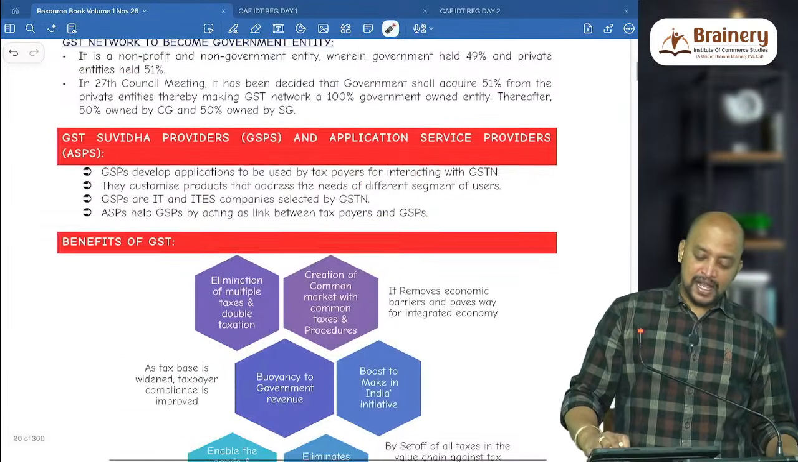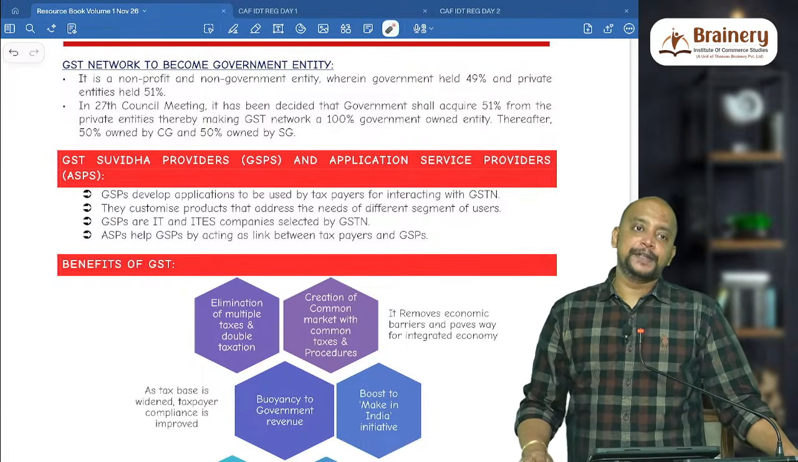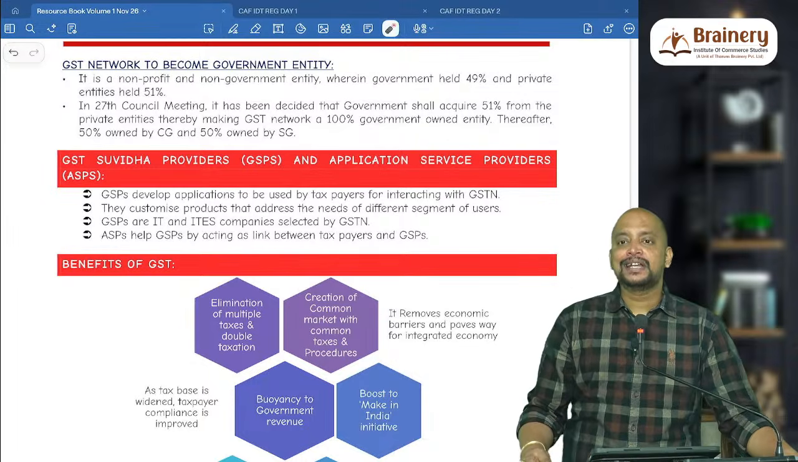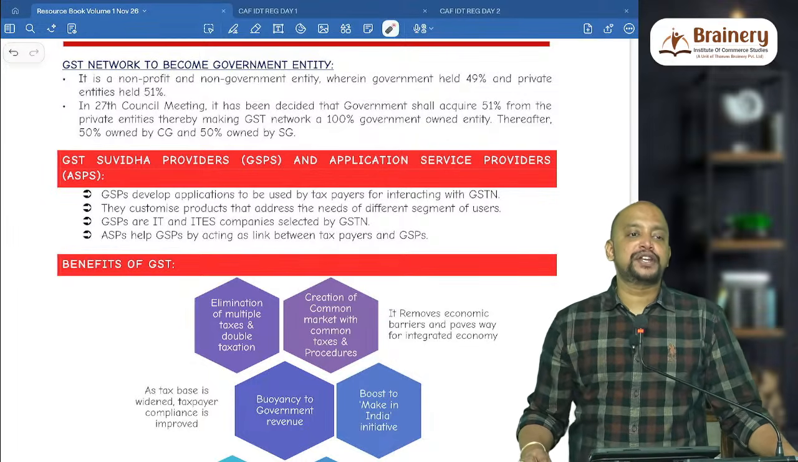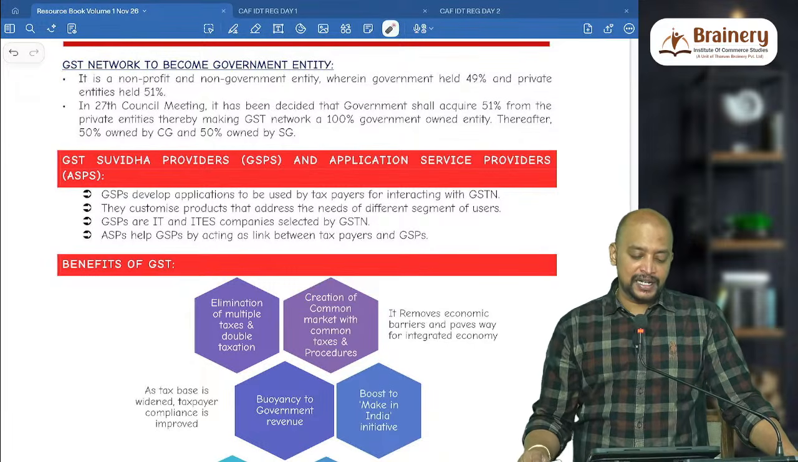And is GST network a government entity or a private entity? 100% government entity. 50% is owned by central government, remaining 50% is owned by all state governments together. So it is a government entity.